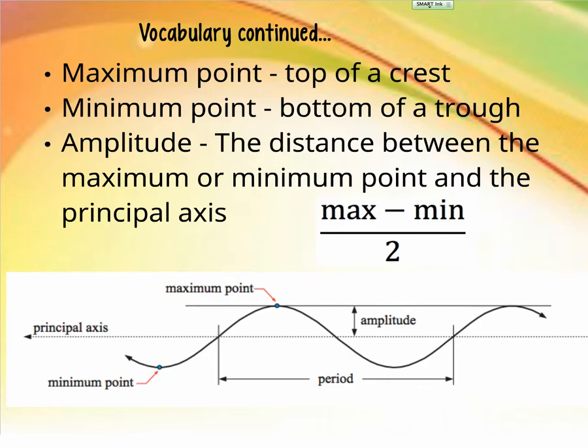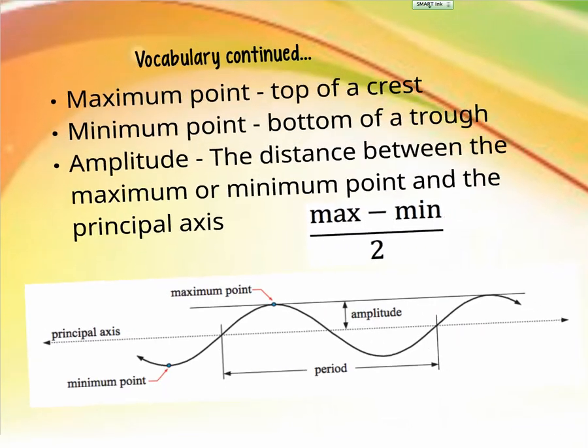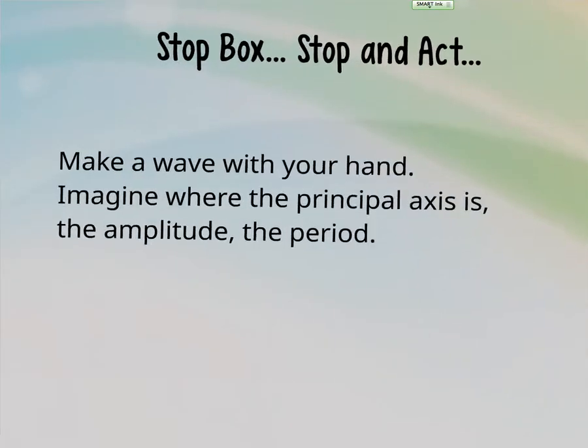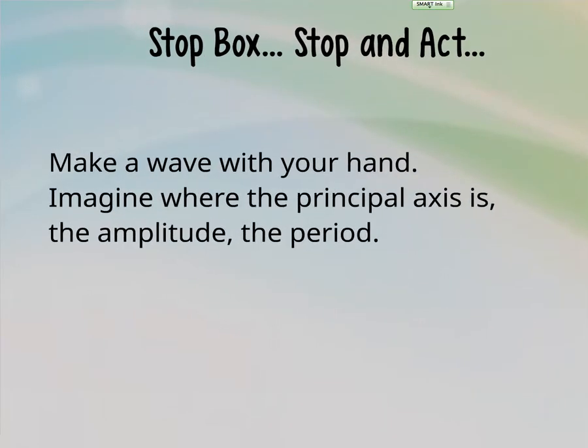Well, I forgot to point out that the period is marked on this diagram as well. All right. Oh, stop and act, we haven't had one of these. So make a wave with your hands. Imagine where the principal axis is, the amplitude, the period. So just so you can get that.